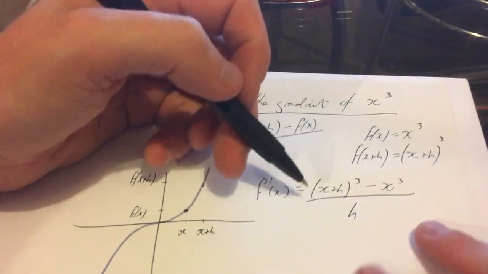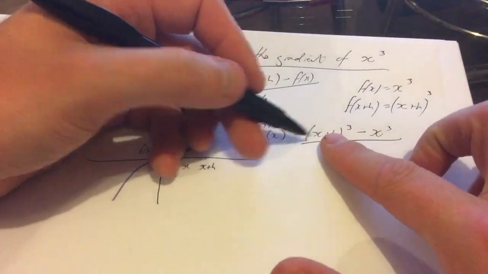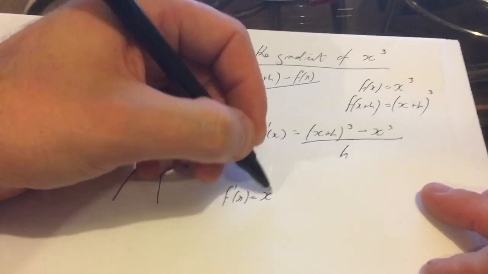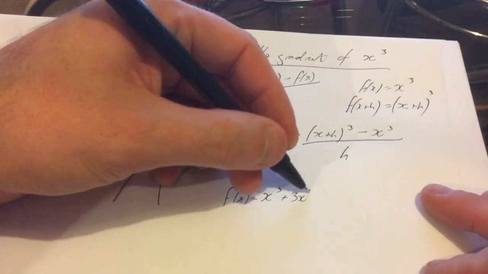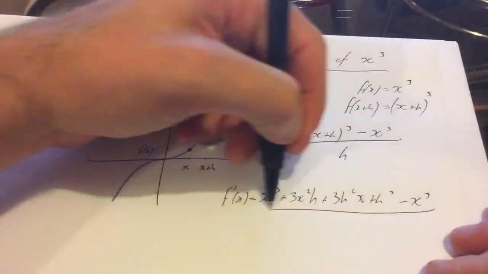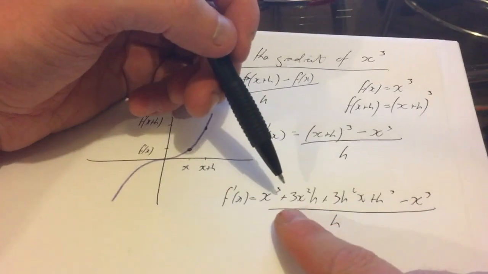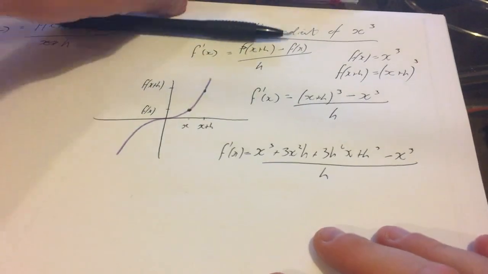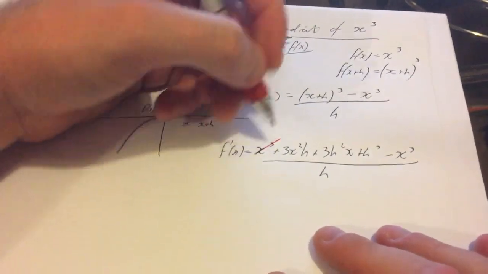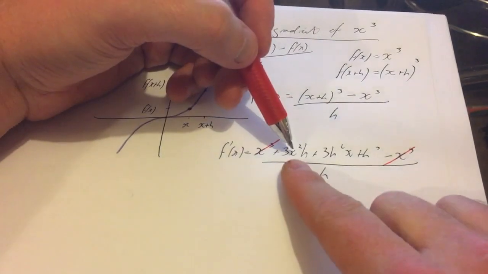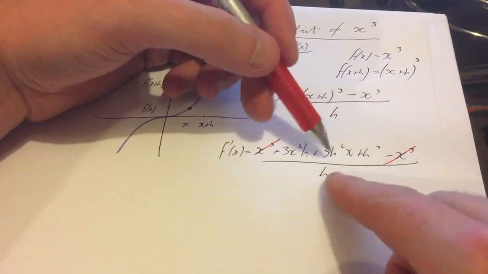And we can again simplify this like we did before. So I'm going to expand the top using binomial expansion quickly. So we get x cubed plus 3 x squared h plus 3 h squared x plus h cubed minus x cubed all divided by h. So expanded the top, subtract x cubed, divided by h. Now we can simplify. So again, x cubed cancels with x cubed. We're going to now divide each term by h.